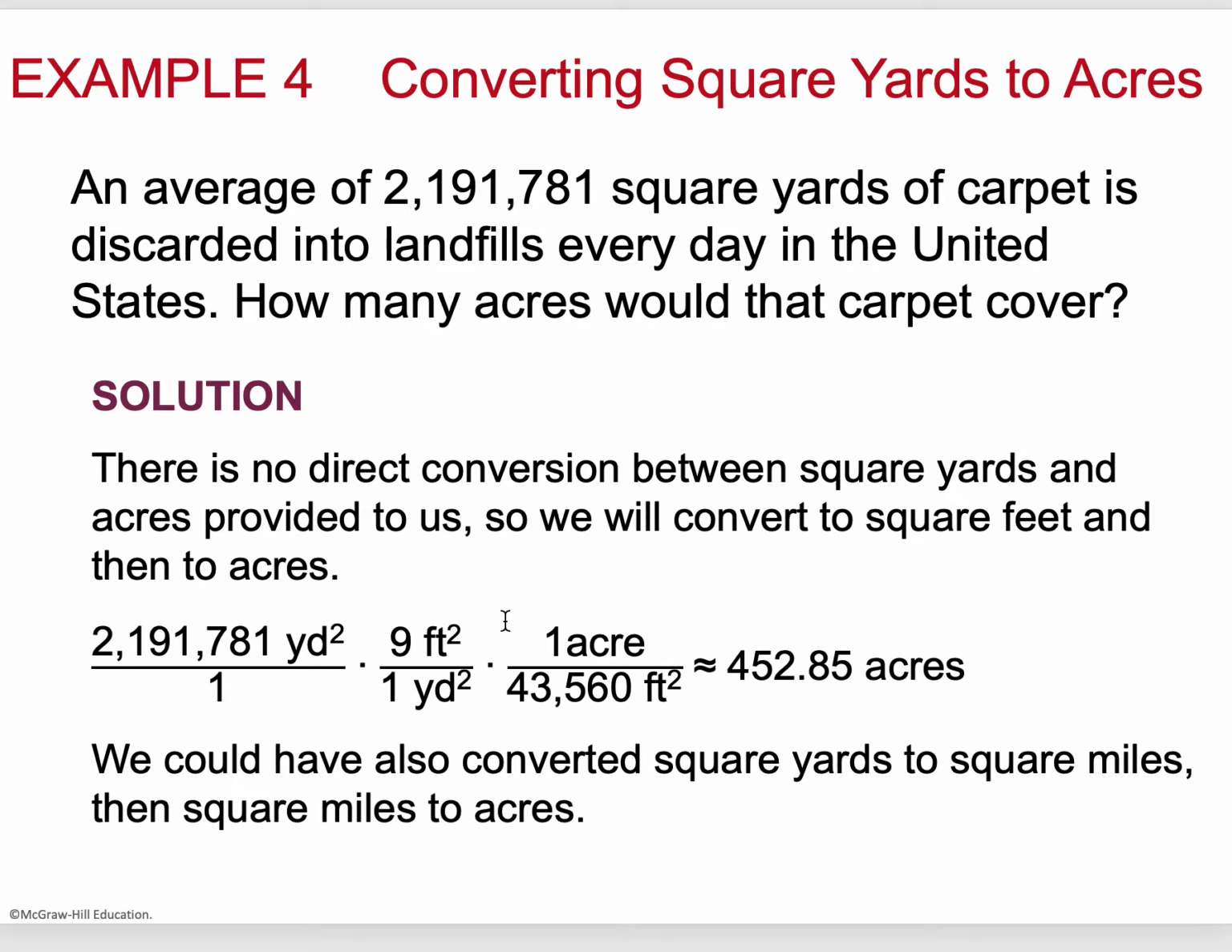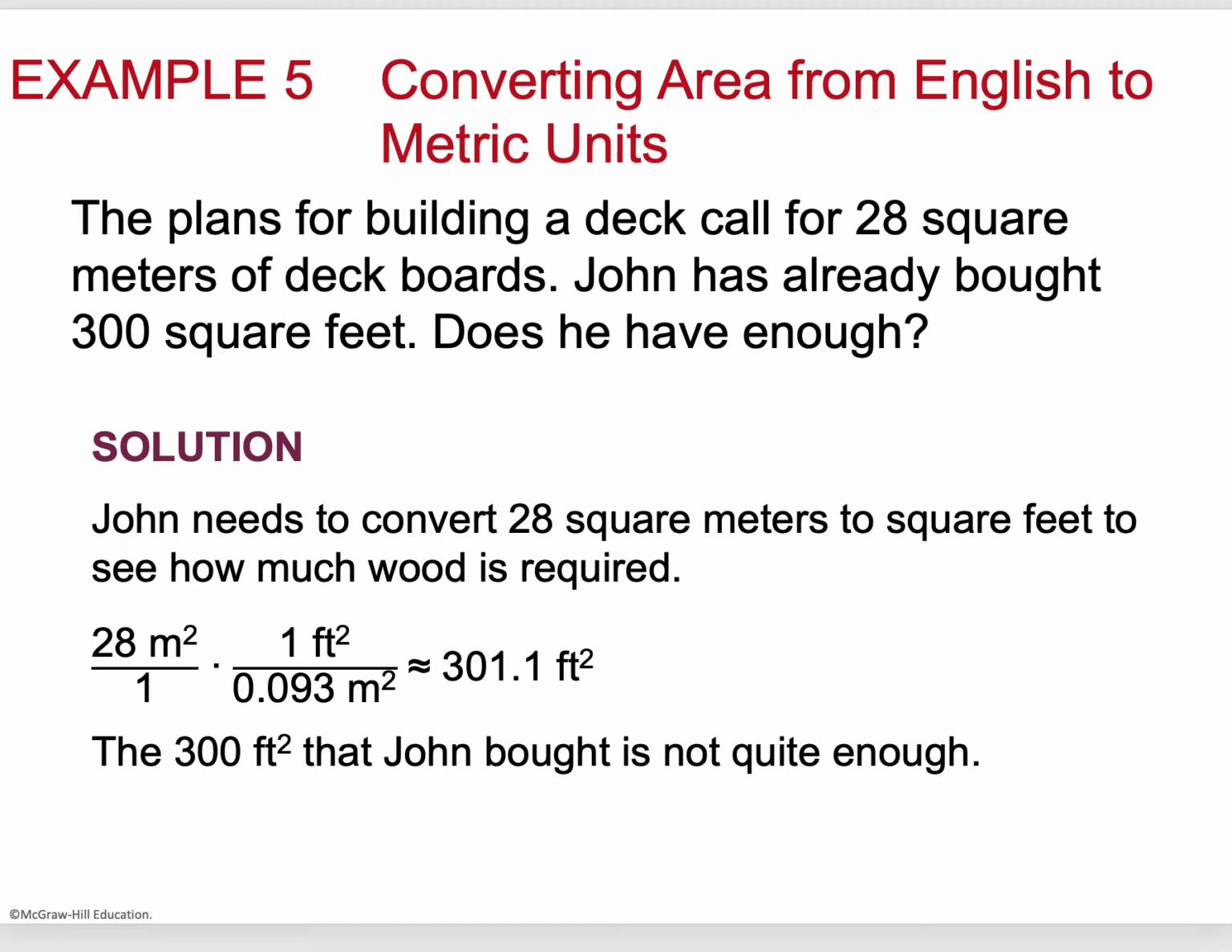It's going to be a lot easier to go from yards to feet. So yards are in the bottom, feet is in the top, and then I need feet in the bottom, and so then acres in the top to arrive there. So I'm going to take my number times 9 divided by 43,560, and that's going to give me 452.85 acres. So that is a 2-step conversion, making sure that you're keeping that denominator rule in place.